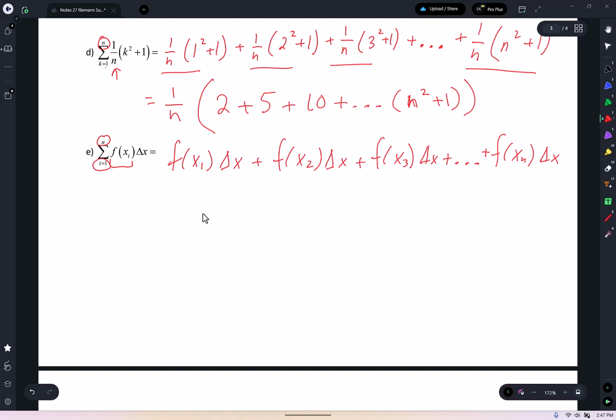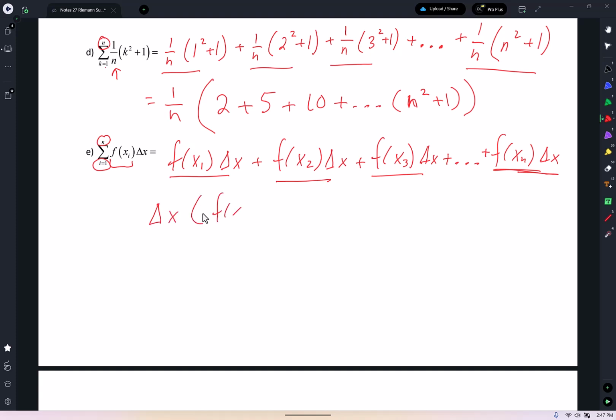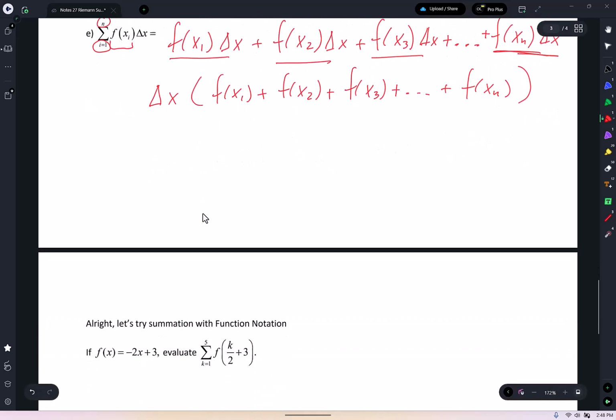Okay, here we go. What do all these products have in common? So I can factor out the delta x: f of x1 plus f of x2 plus f of x3 plus dot dot dot plus f of xn. Close. Not too shabby, right? Okay. Go to the next one, guys.